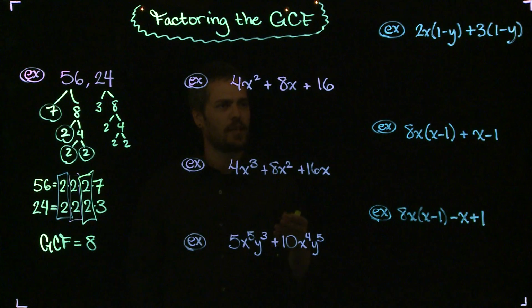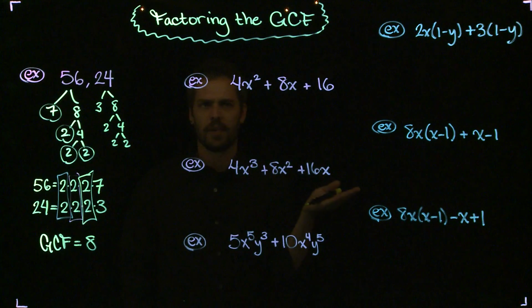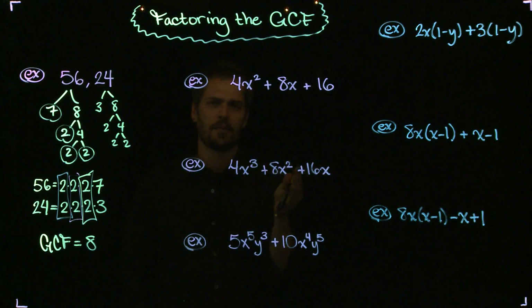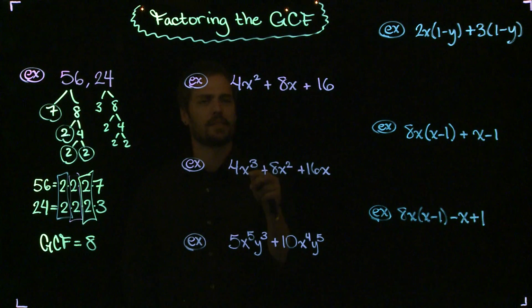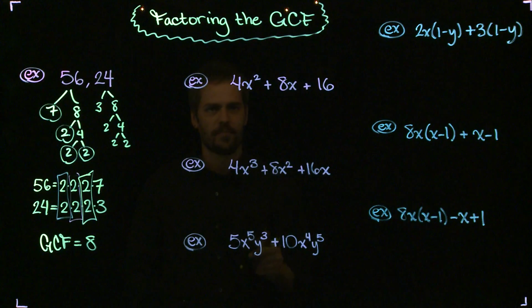Some people get confused and say, oh, the greatest common factor is 16, but hang on, 16 is not a factor of 4. 16 times what equals 4? So we don't look at it that way. We look at it as the largest number that goes into each one of these numbers evenly. So I can take out a 4 as the greatest common factor.